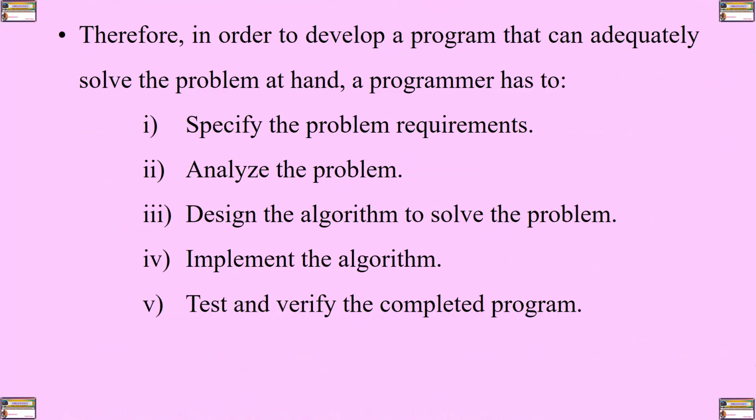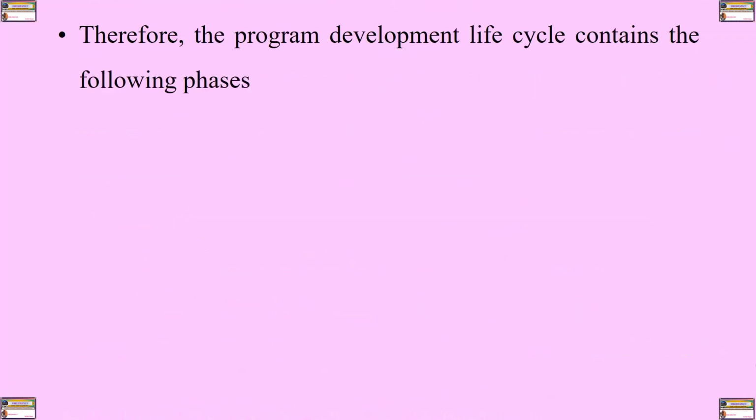Number five is to test and verify the completed program. Number six is to maintain and update the program. Therefore, the program development life cycle contains the following phases.